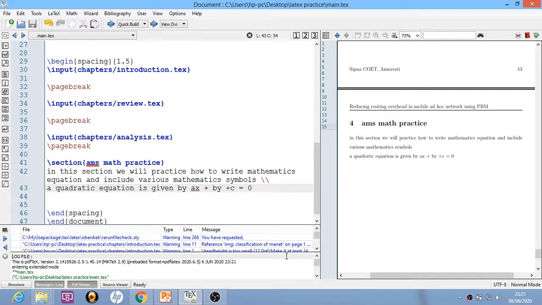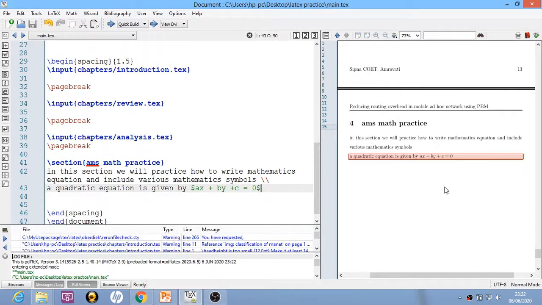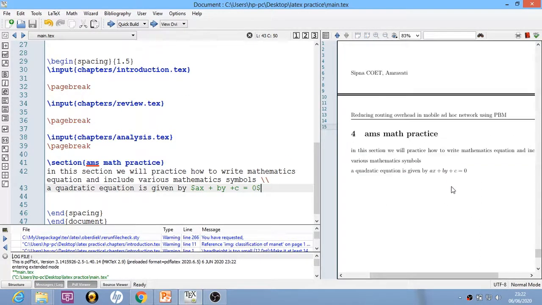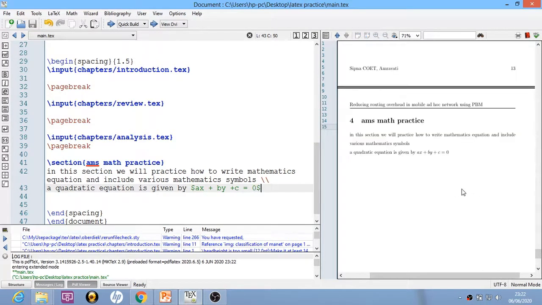Now suppose I want to write this equation in math mode. So what I will do is add a dollar before a and then add a dollar after 0. And now I will again compile it. You can see that the ax plus by plus c is now italic. Okay, so in this way you will add any equation to math mode.